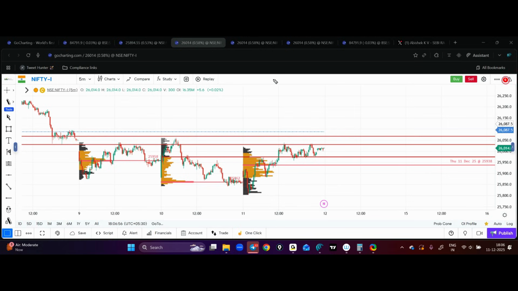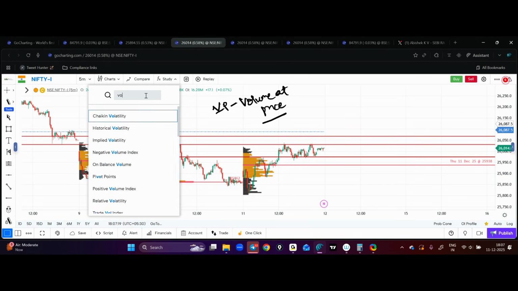Okay, so you mainly have three important components of volume profile. But before that, let's talk about what exactly volume profile is in general. Volume profile is nothing but volume at price.